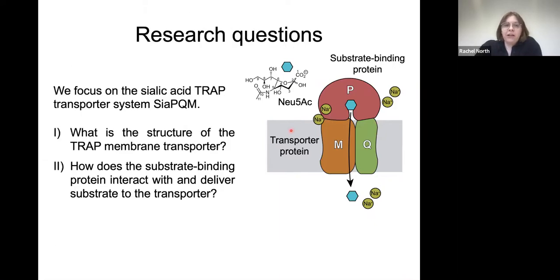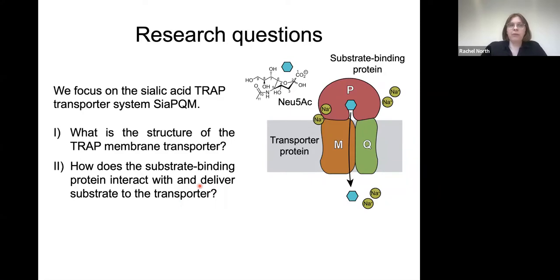We focus on the sialic acid TRAP transporter system, which is called SiaPQM. SiaP describes the substrate binding protein, and SiaQM describes the transporter protein, which is comprised of 2 different subunits, the Q subunit and the M subunit. We had 2 main research questions because we don't really know so much about these proteins. One was, what is the structure of the TRAP membrane transporter? As I mentioned, there are no structures of the transporter component, but there are plenty for the substrate binding proteins. And our second question was, how does the substrate binding protein interact with and deliver substrate to the transporter?